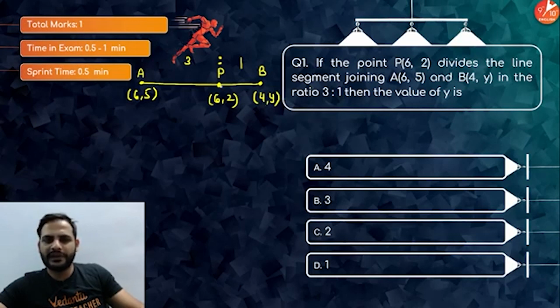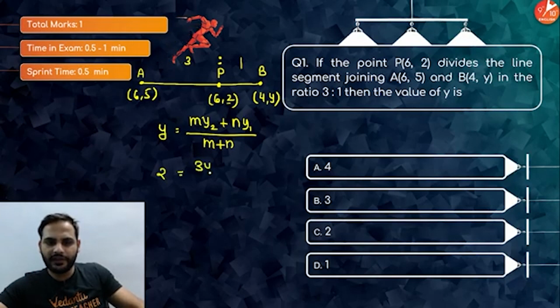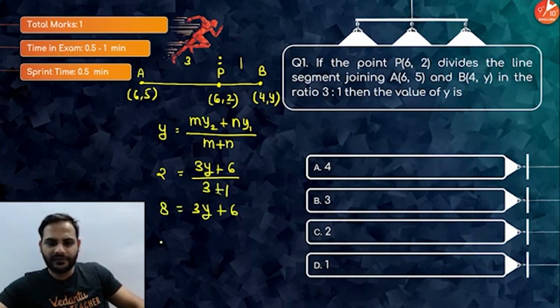So value of y we need to find out. What we'll do, simply let's apply the section formula for y coordinate of P. So y is equal to m into y2 plus n into y1 divided by m plus n. Cross multiply करना है. Y coordinate of P is 2. 2 is equal to 3 into y is 3y plus 1 into 6 is 6 upon 3 plus 1. 3 plus 1 is 4. 4 2s are 8 is equal to 3y plus 6. Shift 6 over there. So 3y is equal to 2. Y is equal to 2 by 3. I'm getting 2 by 3.